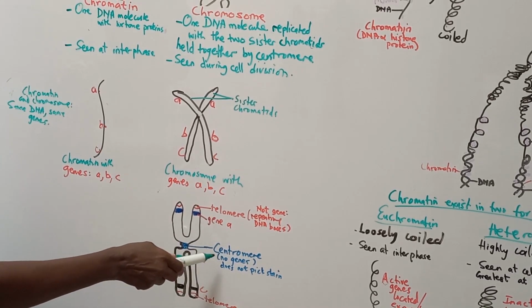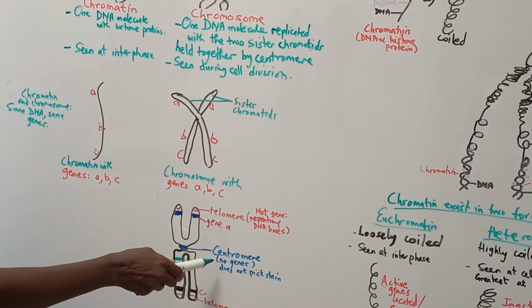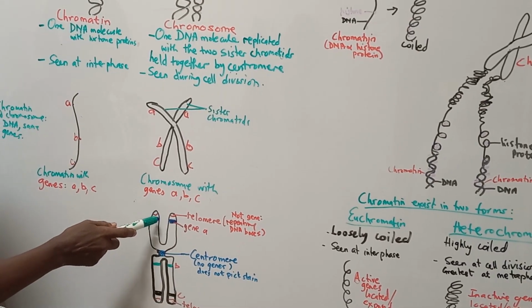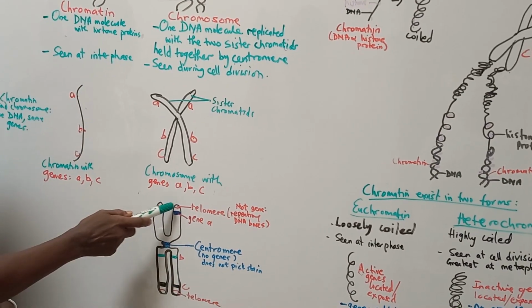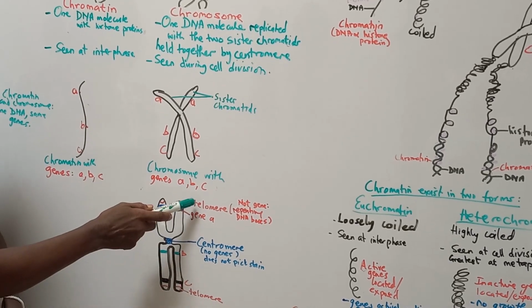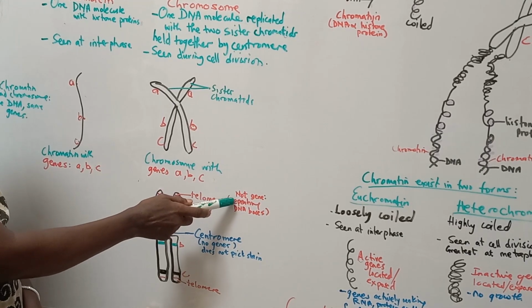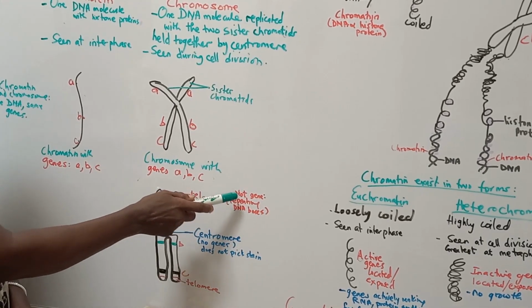The centromere has no genes, and it doesn't pick up stains or dyes. There's a telomere at the end of each sister chromatid. Telomere, telomere, telomere, telomere. In the telomere, there are no regions that are genes. The telomeres are just repeating bases.